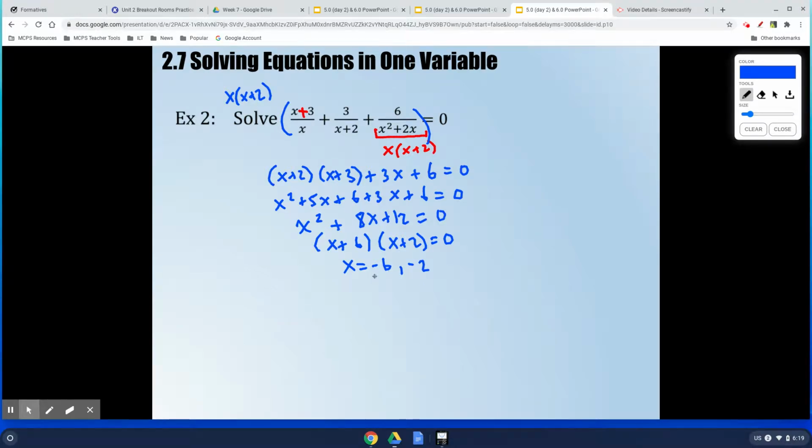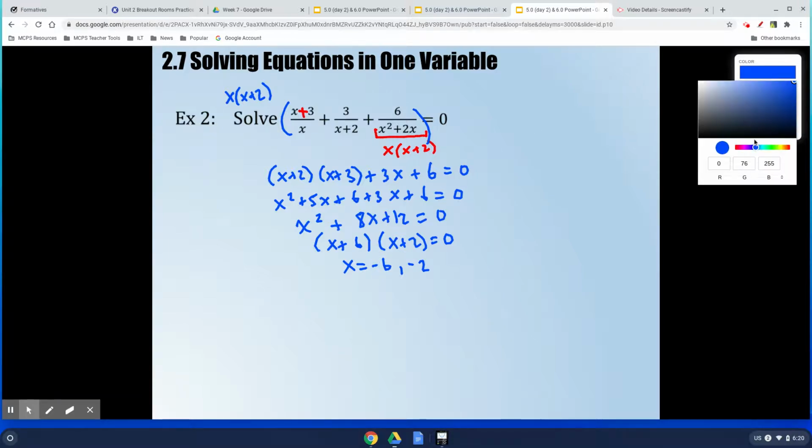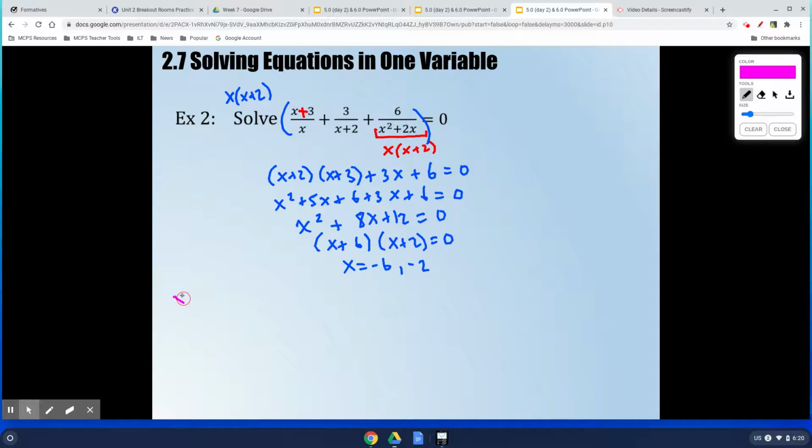I think so, right? Should we plug them back in? Let's see what happens when I plug it back in. I'm gonna do it without a calculator. I'm gonna think. I wonder if you guys see anything that might be an issue. So if I plug in negative 6, I get negative 6 plus 3. We'll check x equals negative 6.